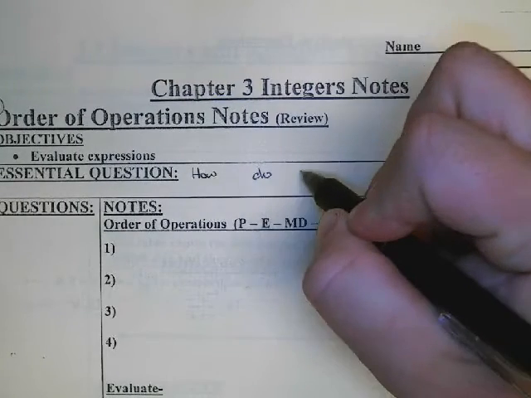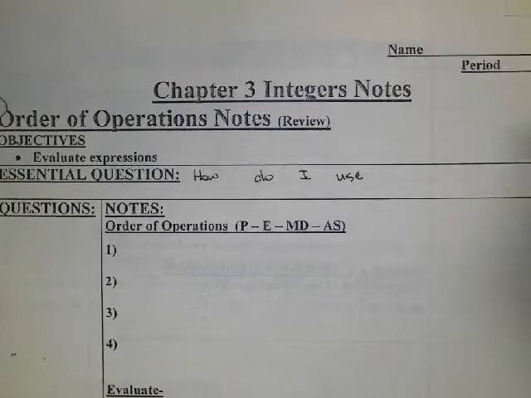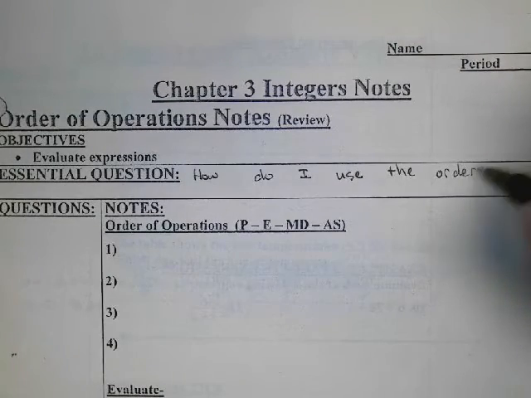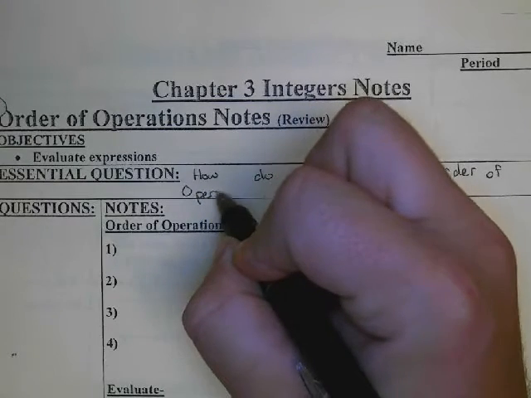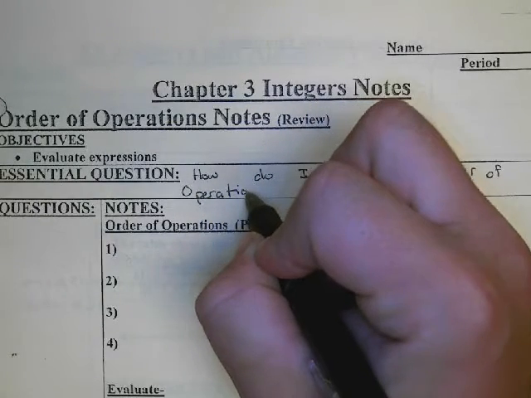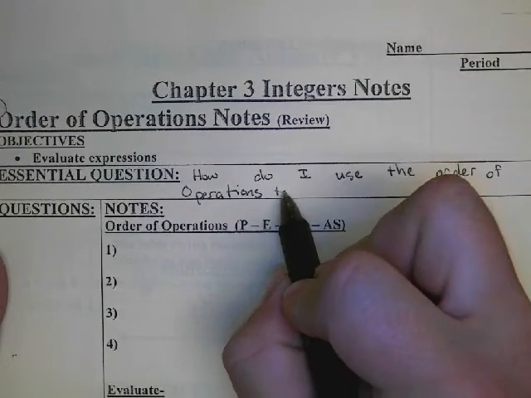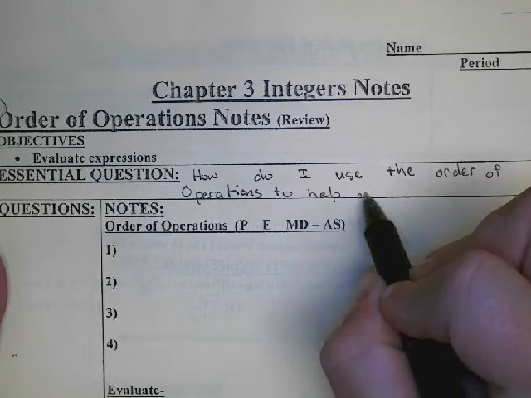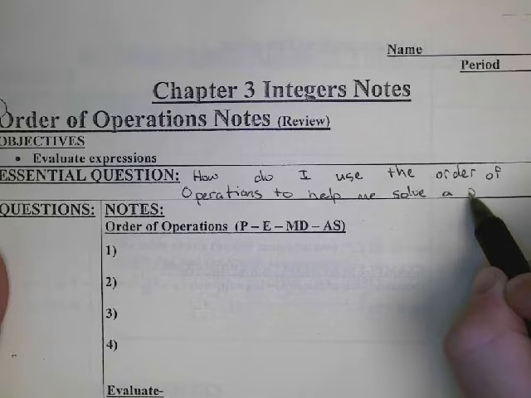How do I use the order of operations to help me solve a problem?